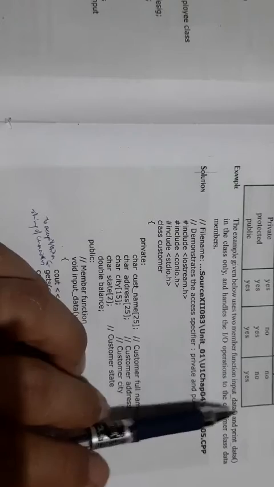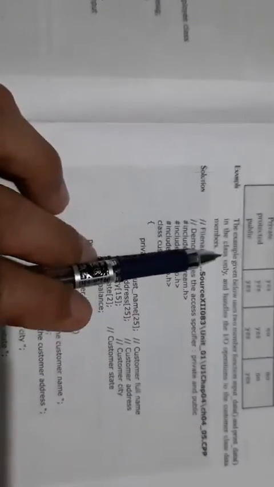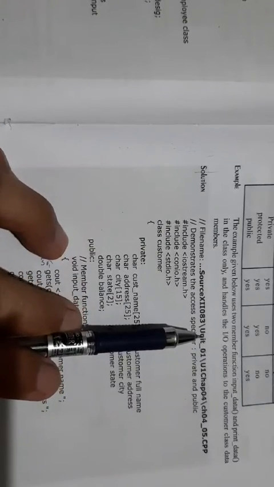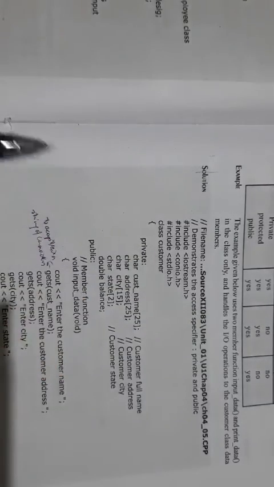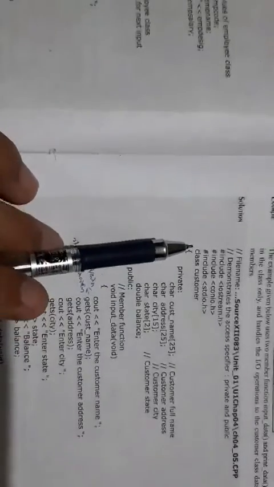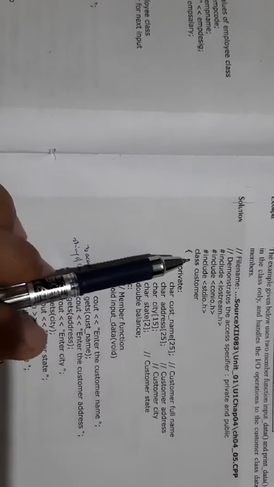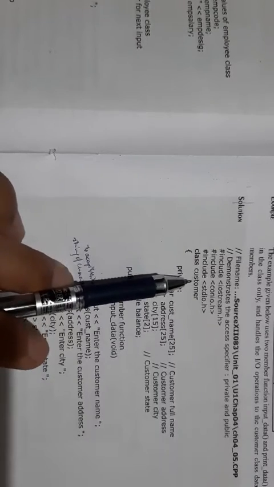So input data and print data are in the class only, and they handle the input output operation for the customer class data members. Here you can see that in the first part there is a single line comment demonstrating the access specifiers private and public. Here we use two access specifiers at the same time. It is possible to use two, it is possible to use only one, it is possible to use all of them also.